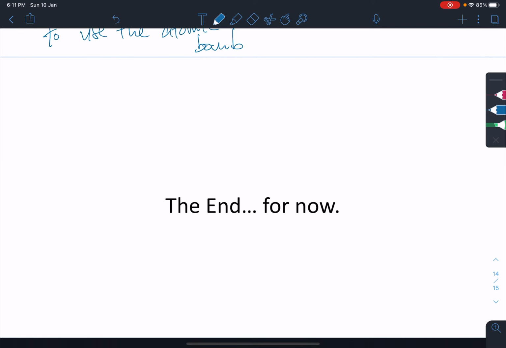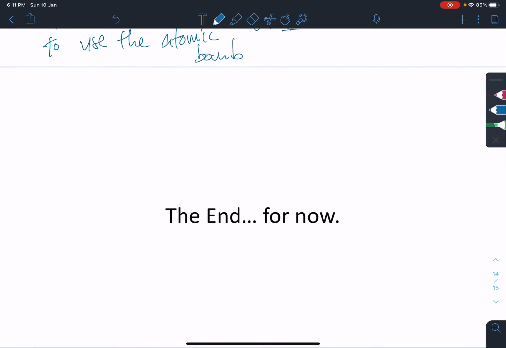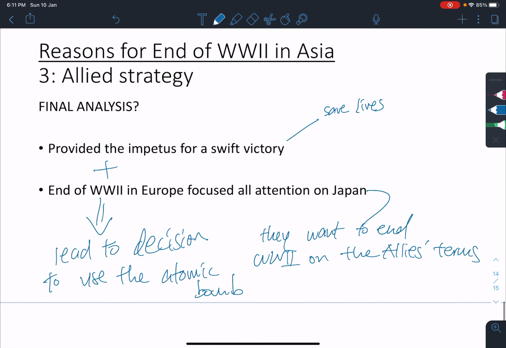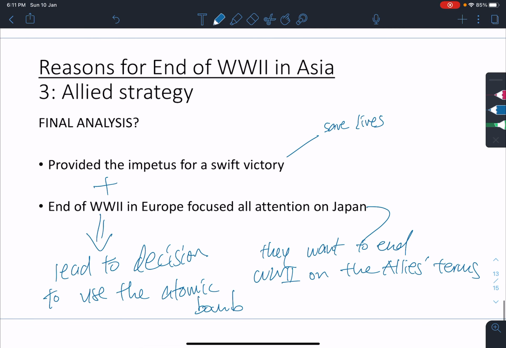And so that is what we are going to do for now. What is the recap? The recap is that we need to understand why the Allies were going to use the atomic bomb, the reasons for why they would choose to use it. So we will end here. I would suggest that you take some time to digest this before we move on to the next lesson on the atomic bomb.